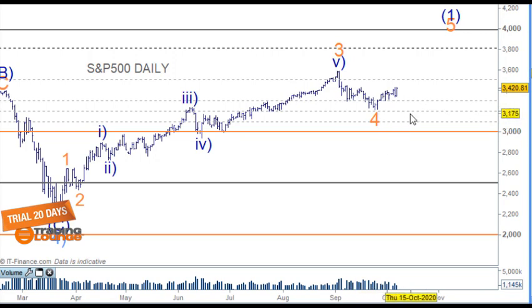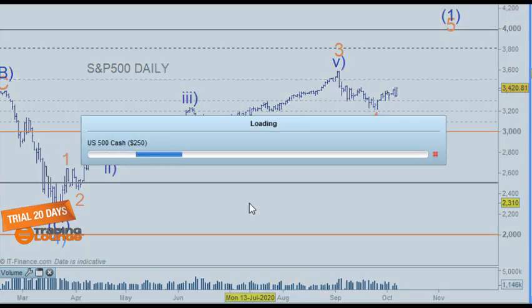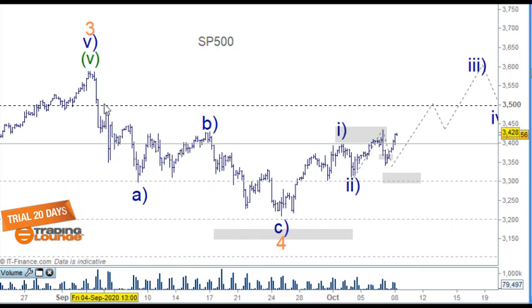Let's go in and have a look at this little space here. Let's just do that on the 4-hour chart. So on the 4-hour chart, we've got wave 3 here. We've got an A and a B and a C wave. We nearly met our target here.